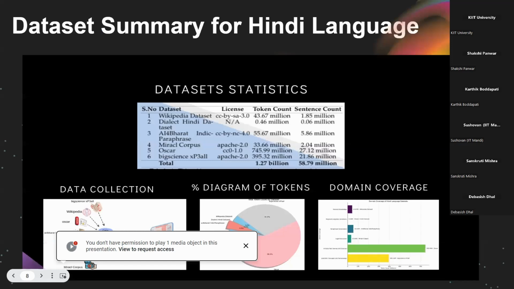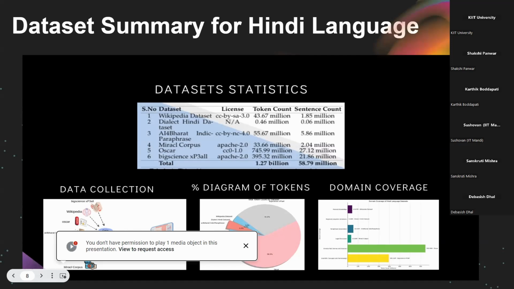This is the dataset summary for the Hindi language. Various datasets are here. First, Wikipedia. The Wikipedia dataset has 43.67 million tokens and 1.85 million sentences, which provides valuable insight into general knowledge and NLP uses in Hindi. Next is the dialect Hindi dataset. This is very important and focuses on language variation and change. In this dataset, we are covering 26 languages and dialects related to Hindi. It ensures an understanding of linguistic variation and cultural variation.